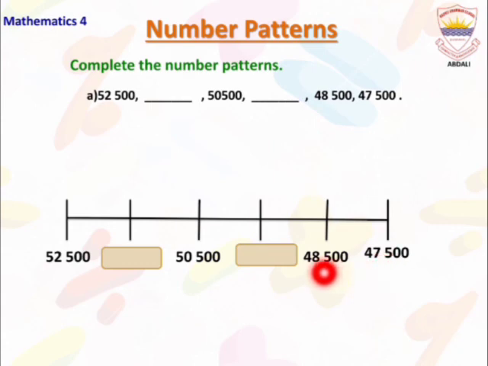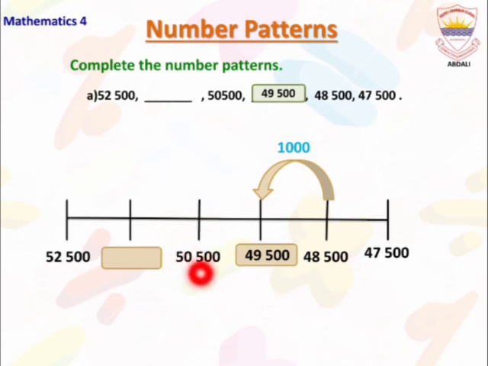The total difference is 1,000. Students, when we add 1,000 to 48,500, we get 49,500. Now students, let's fill our second blank after 50,500. Students, when we add 1,000 to 50,500, we get 51,500.